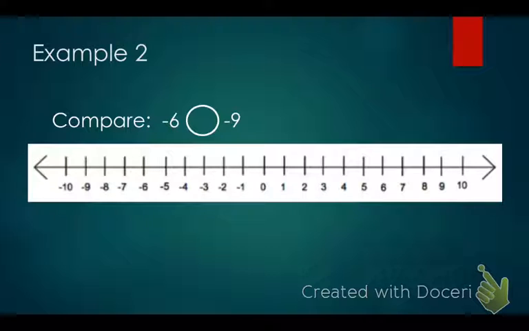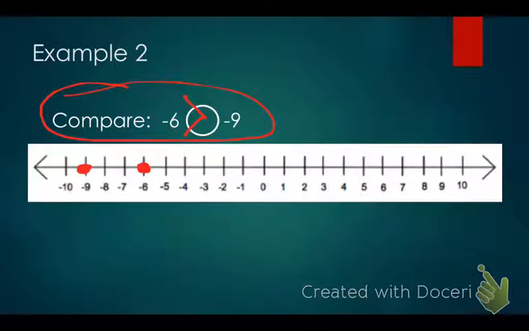Example 2. Again, copy this part of the problem down, and you've already got your number line up there. Okay, so we're going to compare negative 6, big circle, negative 9. So negative 6 is right here, and negative 9 is to the left. So, what did I tell you earlier? The bigger number is always to the right. So that means negative 6 is bigger than negative 9. And so we want to make sure that alligator mouth is eating the negative 6. It's bigger. Okay.